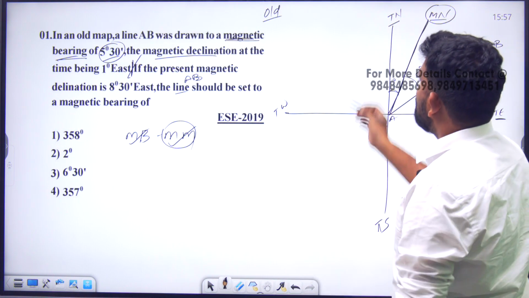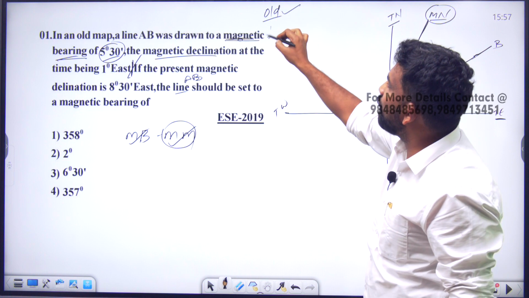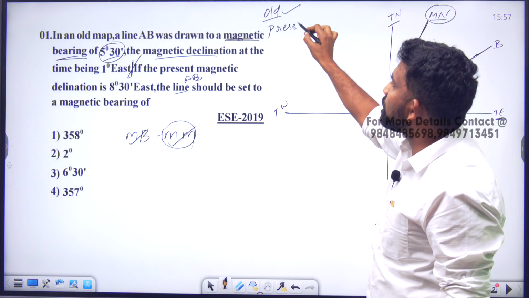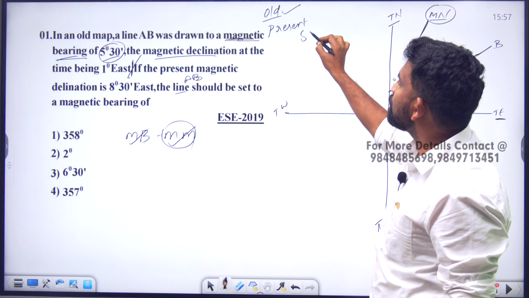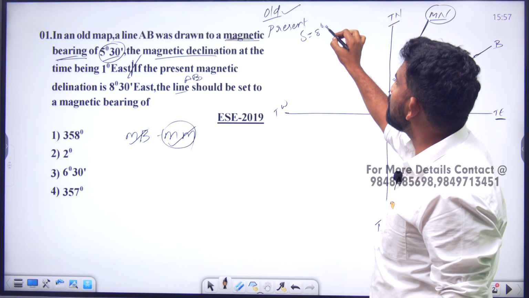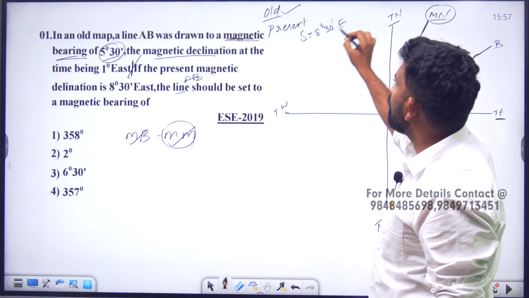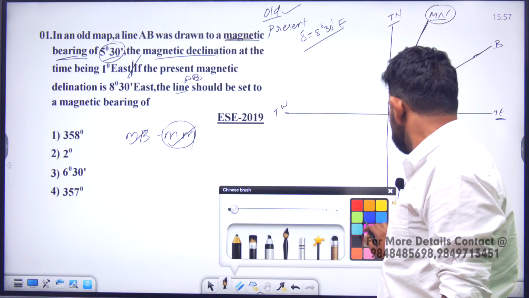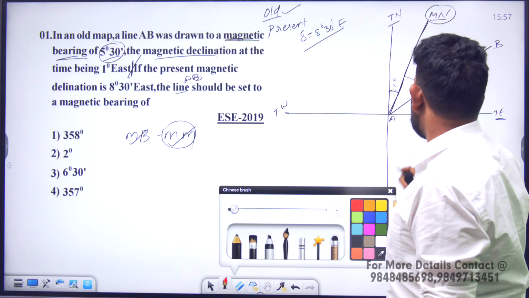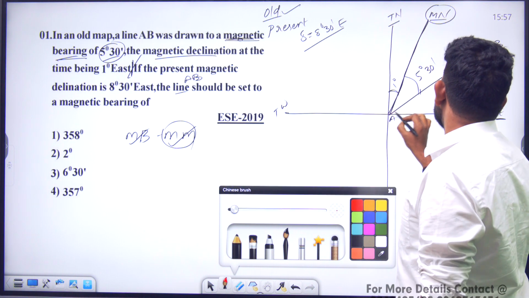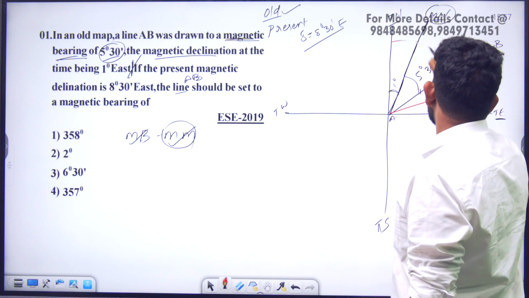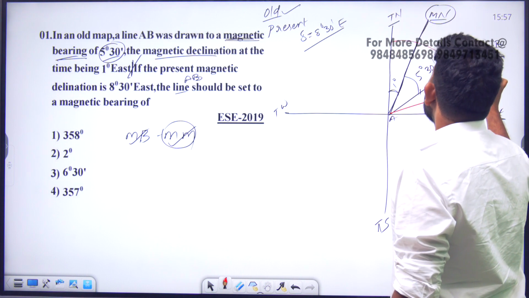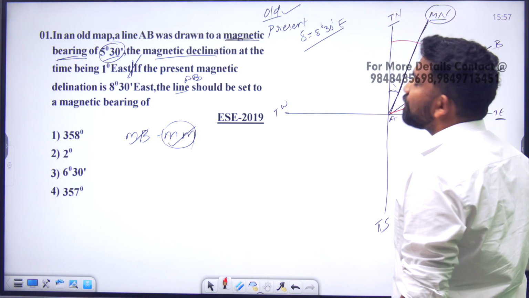Okay, so now come to the present data. The old data was completed, and now we are going for the present data. In this present data, only the declination angle was given as 8 degrees 30 minutes east. So as per the present data, the given bearing is 8 degrees 30 minutes east.